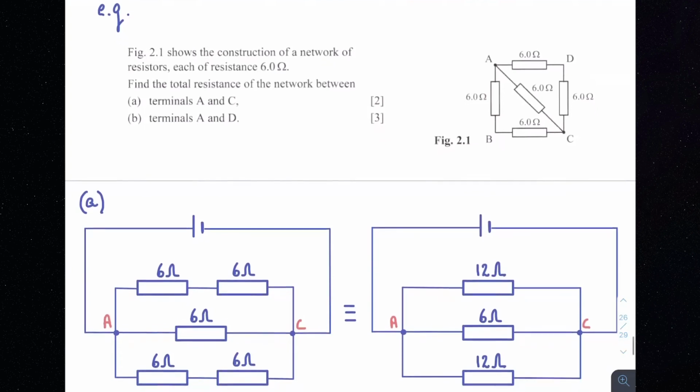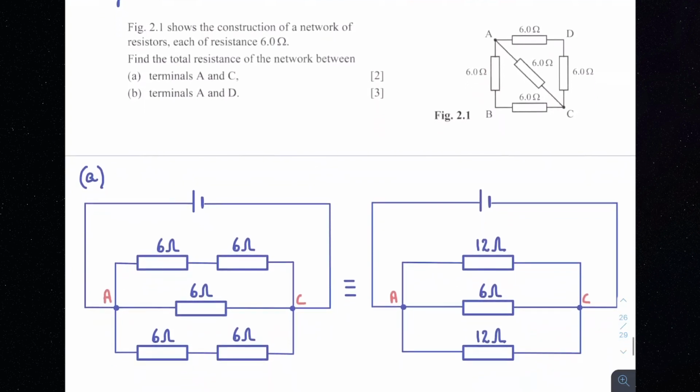So, as we're saying, we start by drawing the diagram with a battery connected between A and C, which is here. Please appreciate that this is equivalent to this, with a battery connected between here and here. I am also adding points A and C to help you refer to the diagram given.